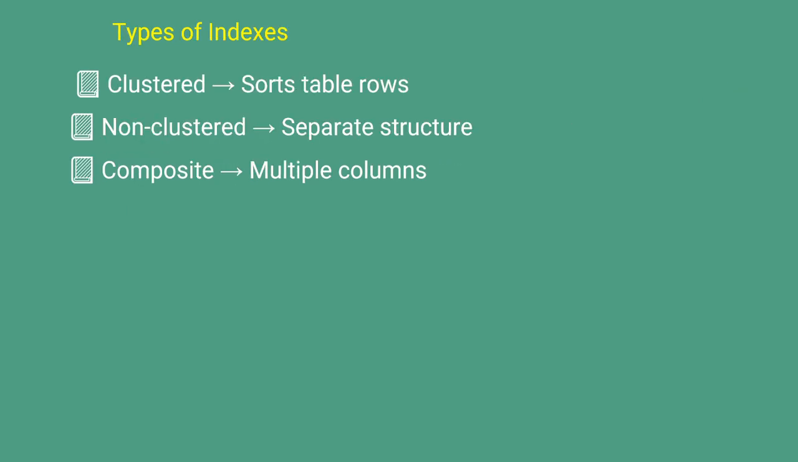There are different types of indexes: clustered, non-clustered, and composite. Each serves a unique purpose depending on how your data is queried.